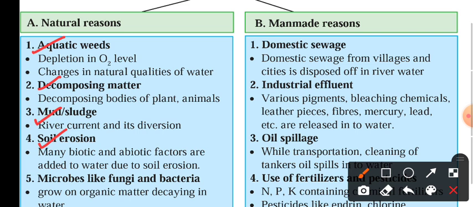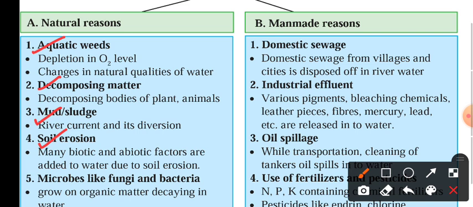Soil erosion: many biotic and abiotic factors are added to water due to soil erosion. Microbes like fungi and bacteria grow on organic matter decaying in water. Then algae: excessive algal growth pollutes water. And lastly, soil nematodes flow in water or rainwater.